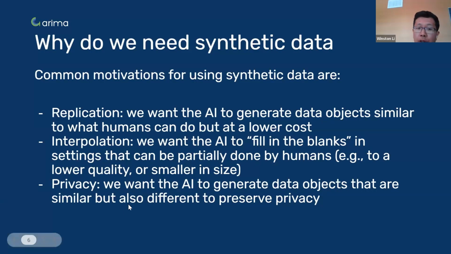And finally, there's also a privacy aspect to it. Sometimes we want the AI to generate data objects that are similar, but also different, to preserve privacy. For example, if you're dealing with people's financial records, or if you're dealing with people's healthcare data sets, a lot of times you want the data scientists to work with that data. They want to build models, they want to extract information out of it. But your legal team will tell you, you can't touch this data set because it has sensitive information. Our privacy law says don't use it. Well, in this case, synthetic data is actually a very good way for the two sides to compromise.